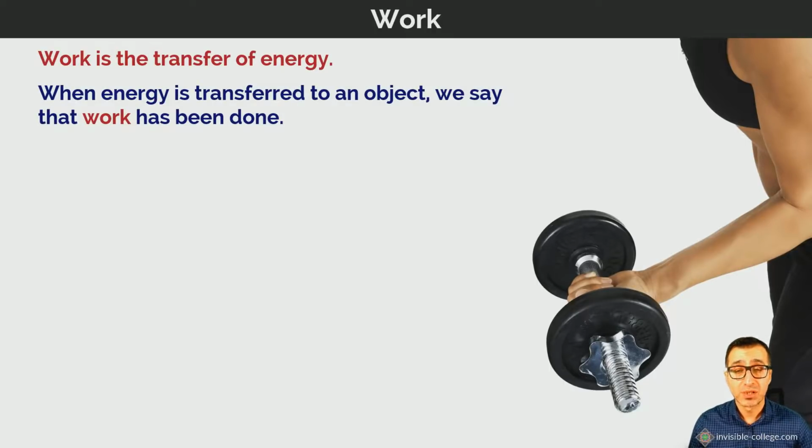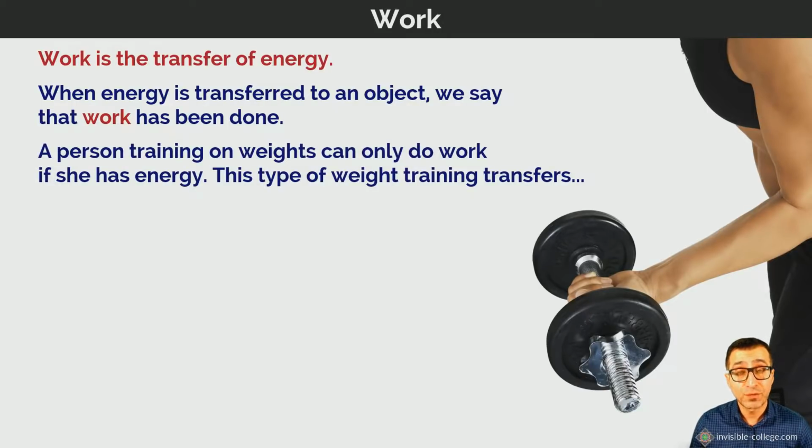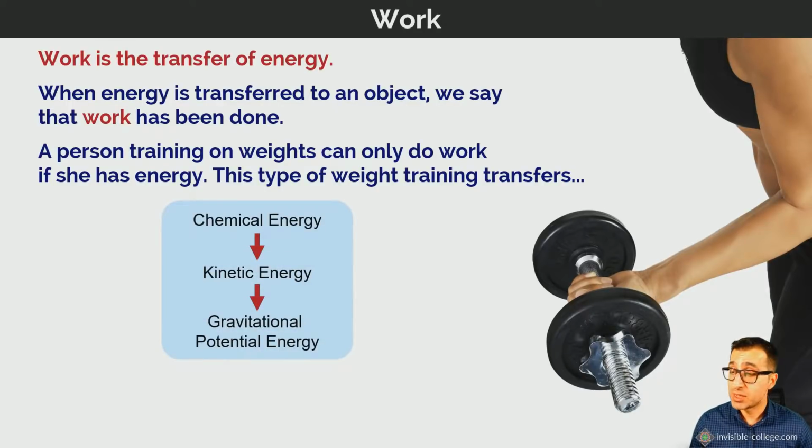So, for example, a person training in the gym using weights like these can only do work if he or she has energy with which to do that work. This type of weight training involves the transfer of energy from chemical potential energy stored in your muscles to kinetic energy, and eventually to gravitational potential energy, because you are lifting the weight to a higher height above the ground. Now again, we're going to be talking about kinetic energy and gravitational potential energy a bit later on in this topic, and also in the energy topic.